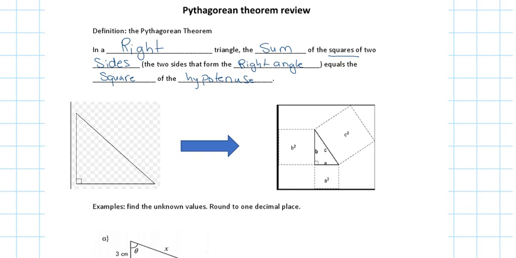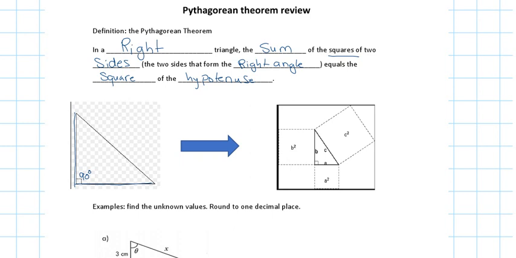Too many words in there, yes, like hypotenuse. So here's what all of these words mean. This is your right angle triangle. A right angle triangle is a triangle that has a 90 degree angle, which means the sides are perpendicular to each other. Here's another word thrown at you. So they form a 90 degree angle. These are the two sides that form the 90 degree angle. The third side is called the hypotenuse.